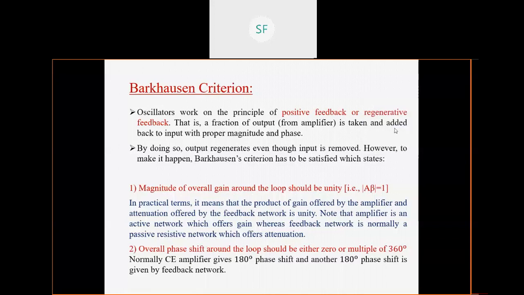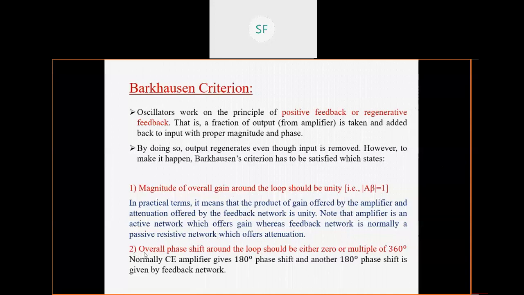All right. So in oscillators, as I mentioned in the earlier slide, there will be an amplifier and a feedback network. The amplifier will be termed an active network and the feedback network is nothing but a passive resistive network. As we discuss more about this, you will get to know more.